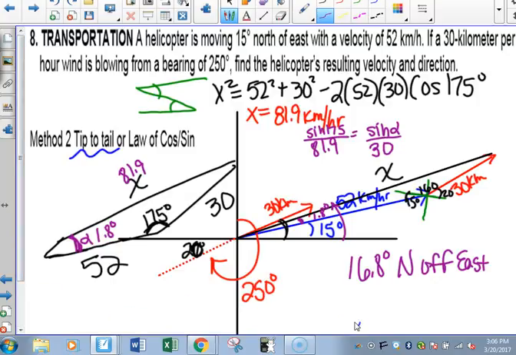Oh, I'm sorry. All you would do is, if the black line right here, Claire, is 16.8 degrees north of east, the bearing would be going that way. So you would just do 90 minus 16.8 because it would be off of north instead. All right? That would be the bearing.